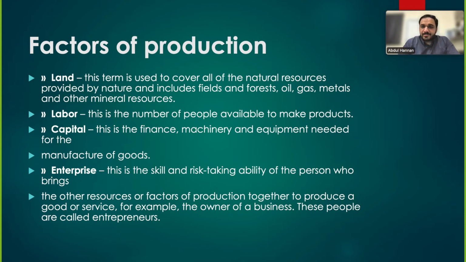Capital is the finance, money, machinery and equipment needed for the manufacture of goods. For example, if you have money, you will buy the raw materials. With that raw material, with the help of workers, you will process it into finished or semi-finished goods. So in order to buy all those things, you need capital, you need finance. To pay the salaries of your laborers, you need finance.